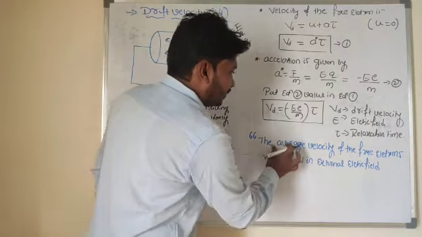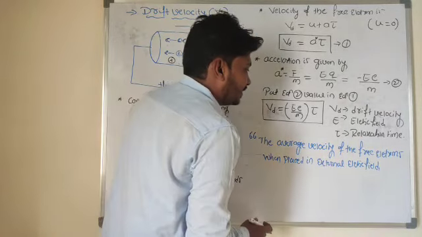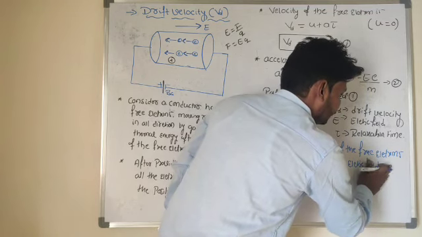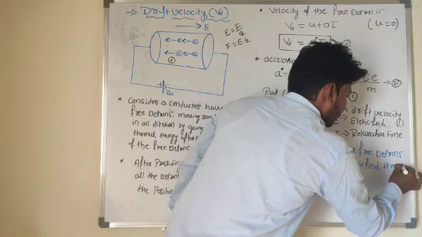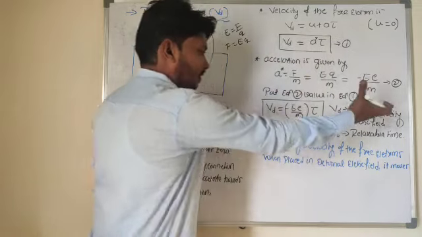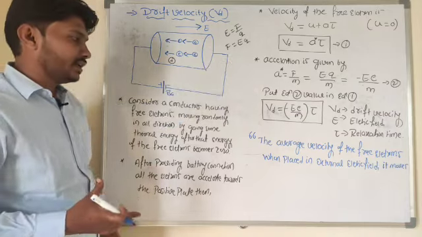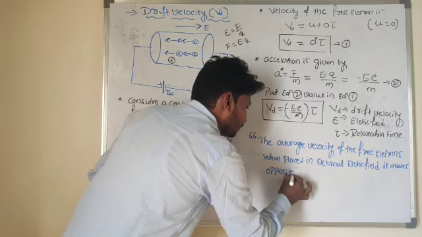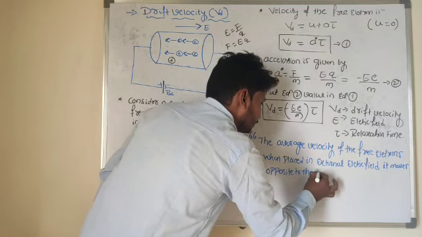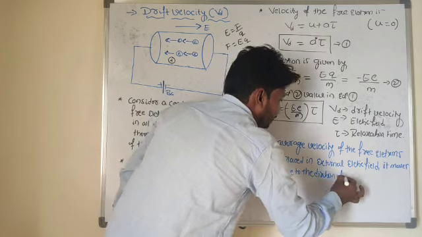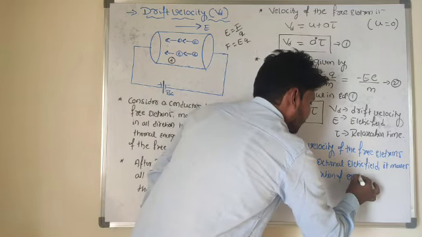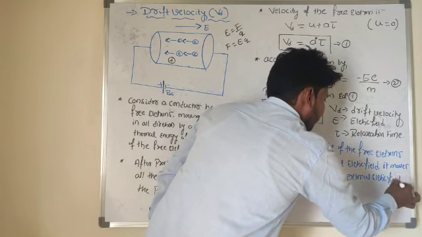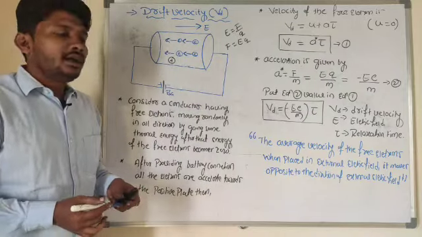Is it right? The average velocity of free electrons when placed in external electric field, it moves, or is this definition enough? So for my convenience, the direction of electrons I can consider here. It moves opposite to the direction of external electric field. So this is about drift velocity.